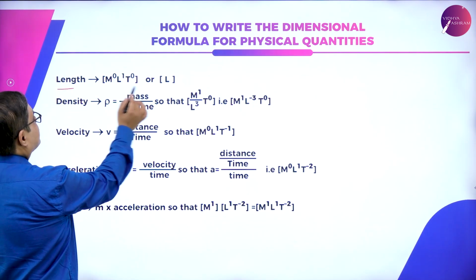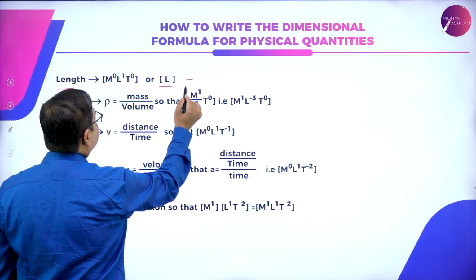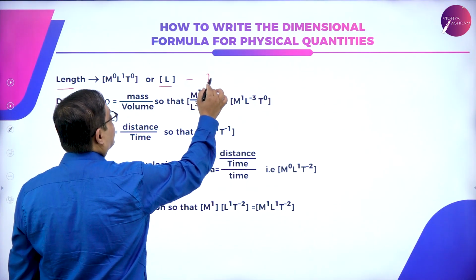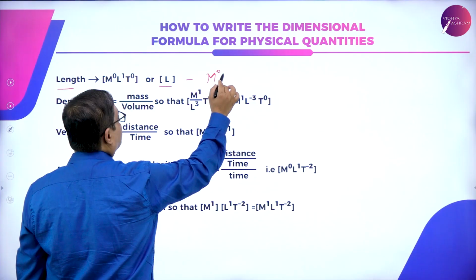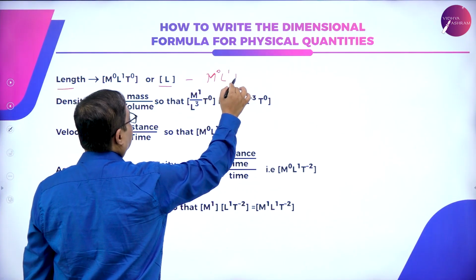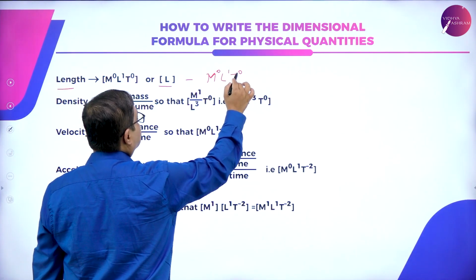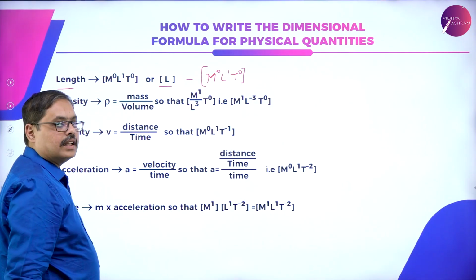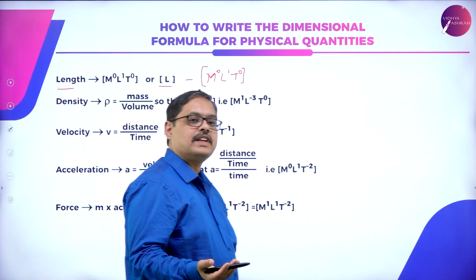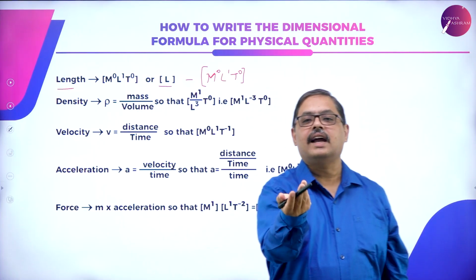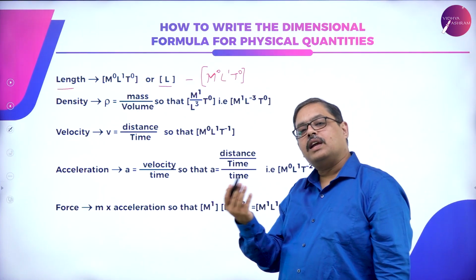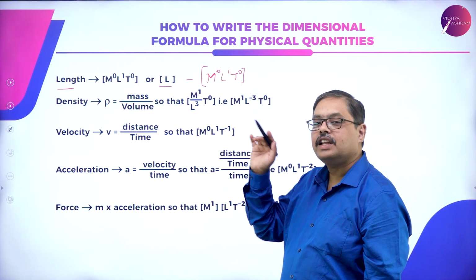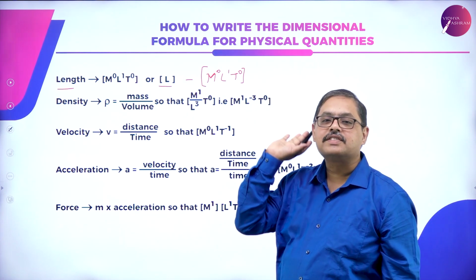Length is expressed as L, or conventionally I can express it as 0 dimensions of mass, 1 dimension of L, and 0 dimensions of time. So this is how we generally express any quantity. Okay, I will try to express it in terms of mass, length, and time. If there is no dimension of any one of these quantities, I will raise it to the power 0.